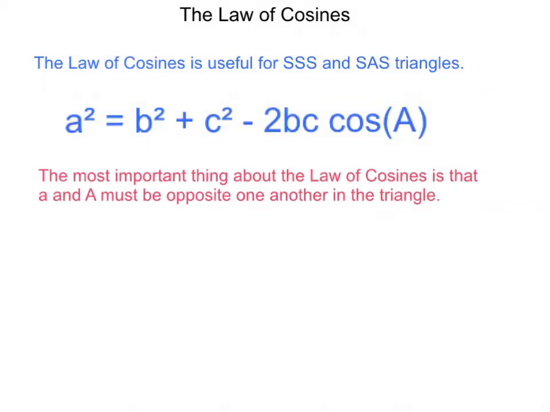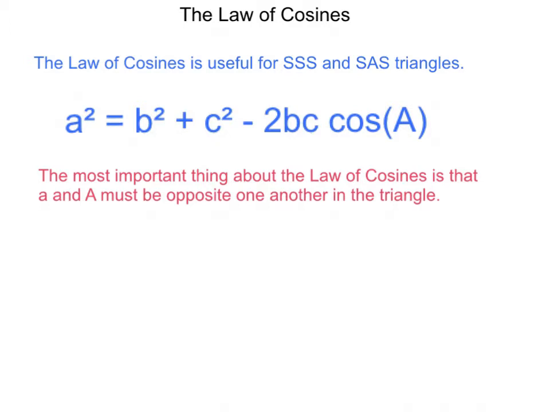So the law of cosines is a really amazing and useful tool for solving triangles. Just like the law of sines, the law of cosines does not require a right triangle. SOHCAHTOA, like the ratios of sine, cosine, and tangent, is really only useful in right triangles, whereas the law of cosines and the law of sines can be used in any triangle.